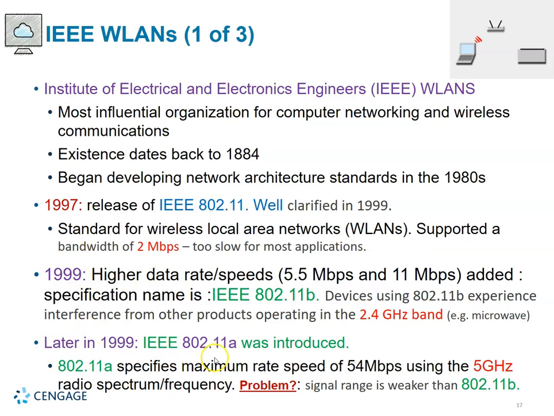Later in 1999, they added, notice that A came after B, 802.11a, which specifies a maximum speed of 54 megabits per second, so almost 5 times as fast, using the 5 gigahertz radio spectrum frequency. But you'll notice here, you don't get something for nothing. This signal range is going to be weaker than the 802.11b.